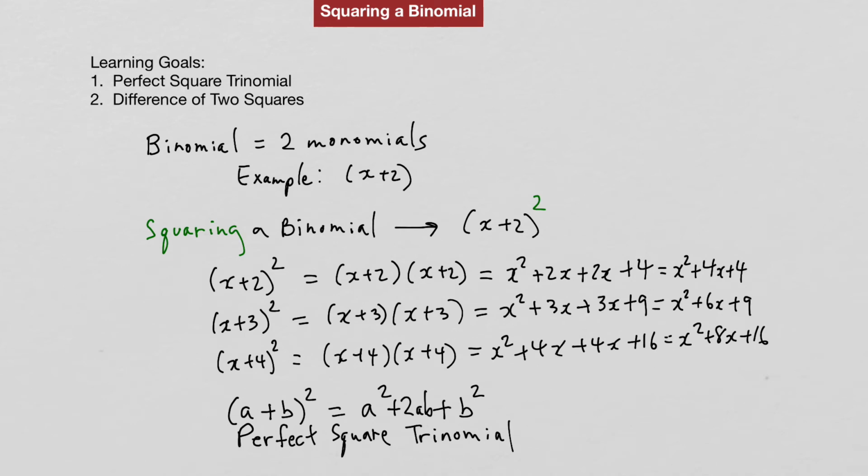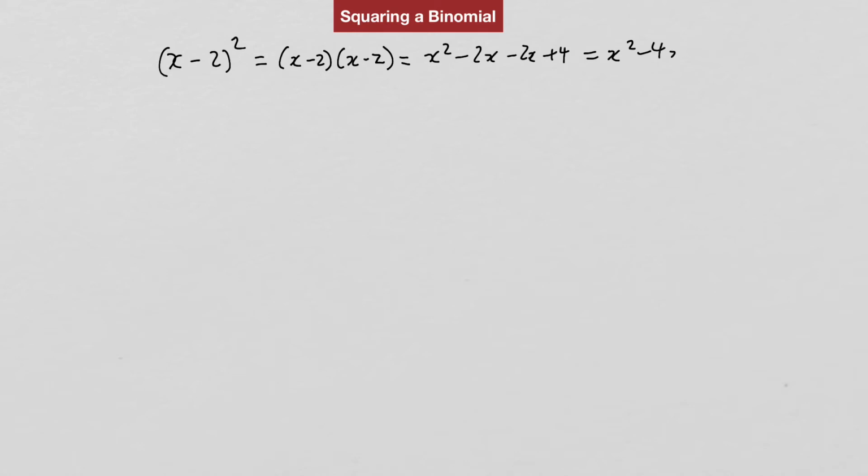So let's take a look at a different scenario. What happens if we have x minus 2 squared this time? Instead of x plus 2, we now have x minus 2. So doing the same thing again, we know that x minus 2 quantity squared is the same thing as x minus 2 times x minus 2. If we were to FOIL this, it becomes x squared minus 2x plus 4. And that simplifies to x squared minus 4x plus 4.